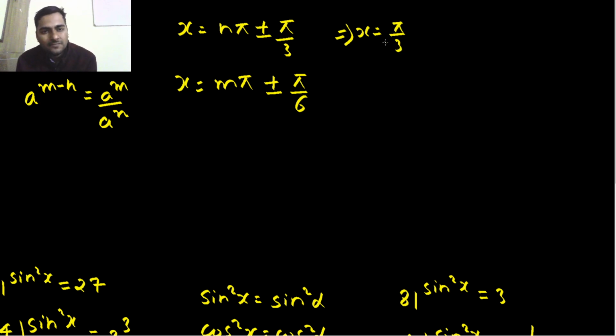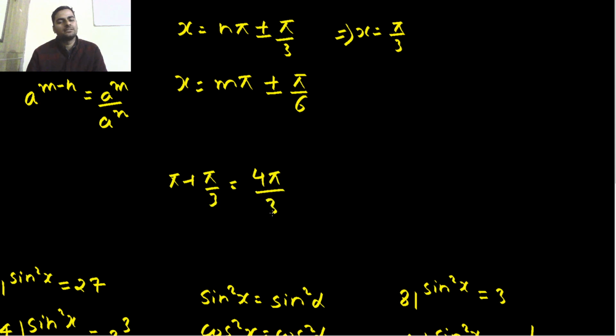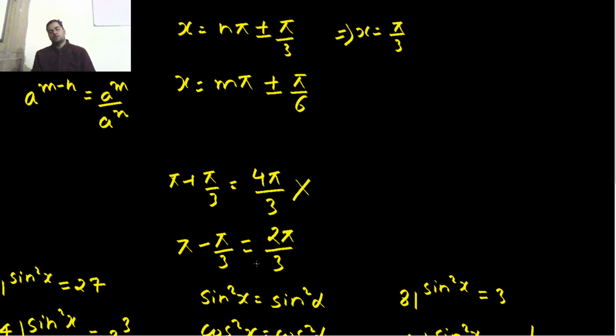When you put n as 1, you will get pi plus minus pi by 3. Okay. So if I do a rough calculation, pi plus pi by 3 will be 4 pi by 3, clearly greater than pi, isn't it? Rejected. Pi minus pi by 3 is 2 pi by 3. Okay, clearly in the second quadrant, less than pi, fine, accepted.